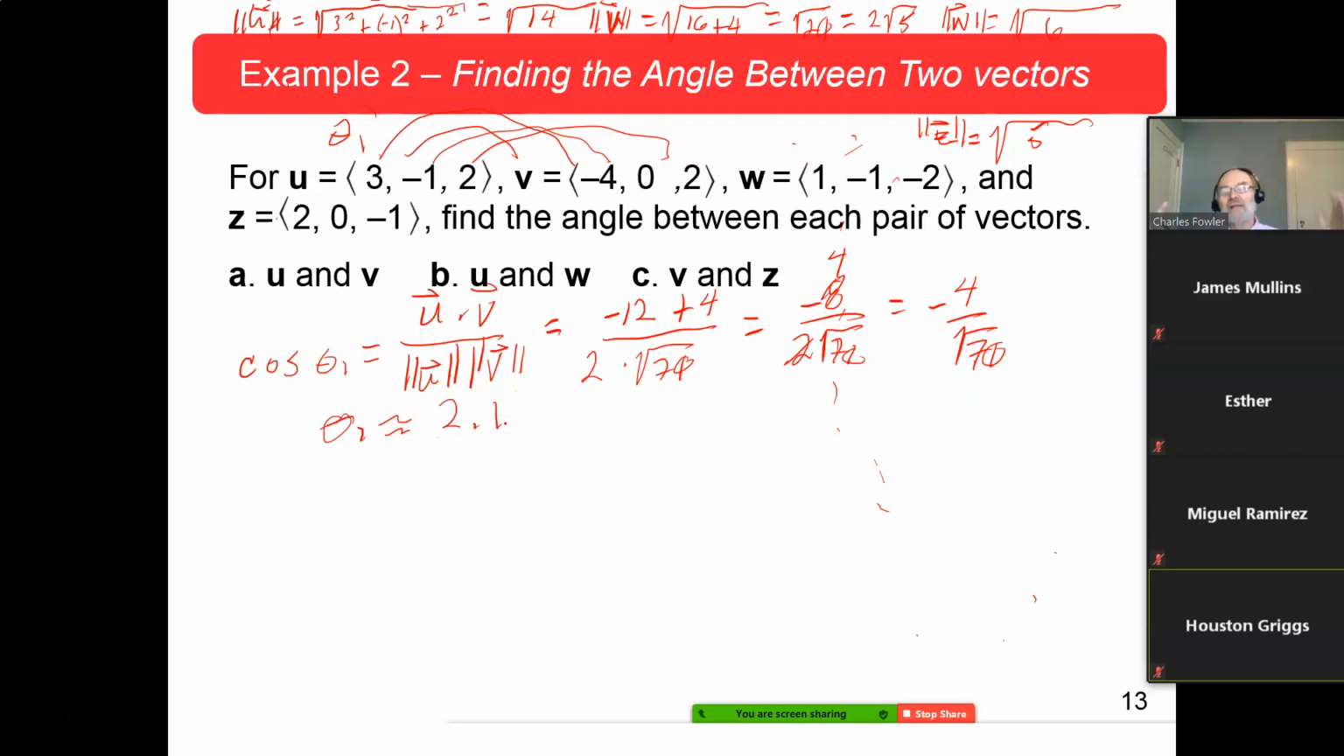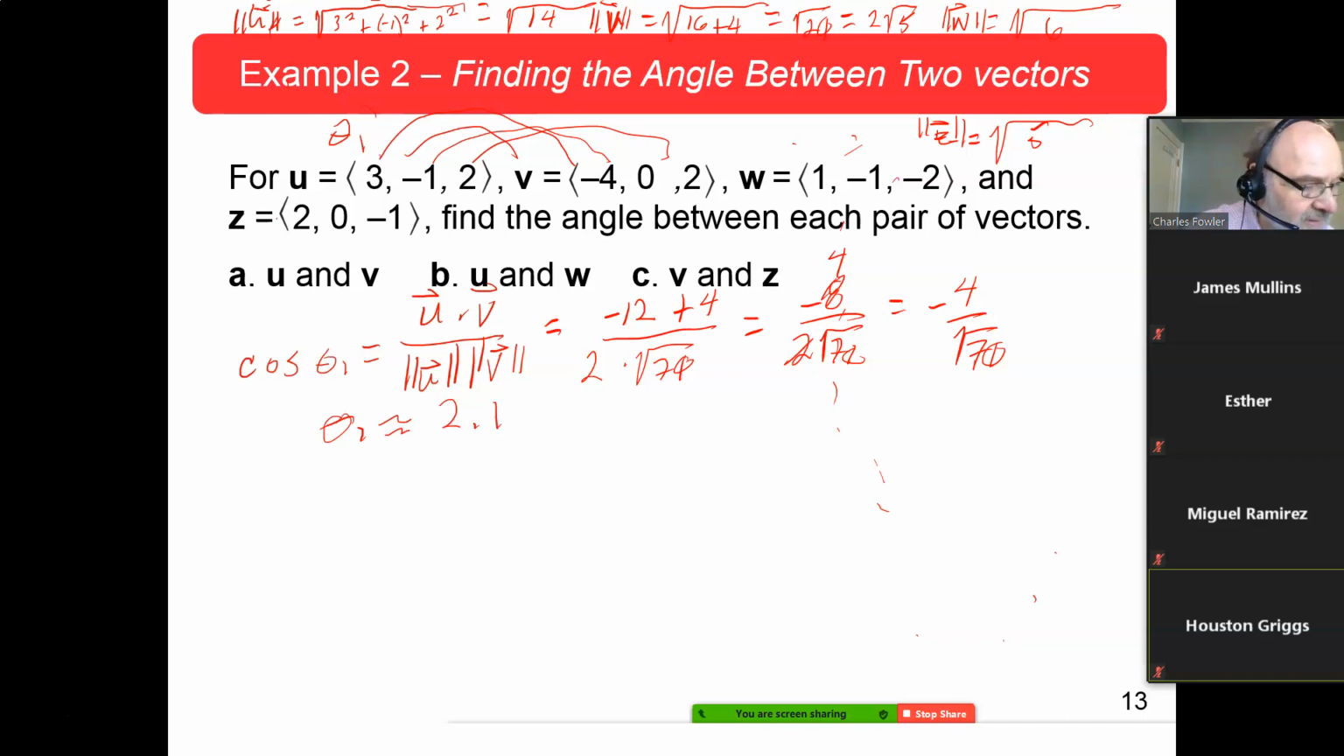Okay, let's think about that. Does that make sense? 1 radian would be something about 56 degrees. 2 radians would be just a little bit under 120 degrees, so 2.1 radians is going to be pretty close to 120 degrees. Second quadrant, negative, sure enough, that makes sense. So that's the angle between U and V.